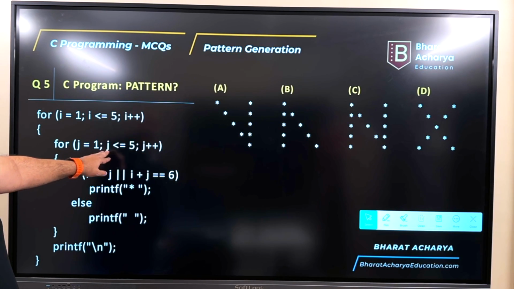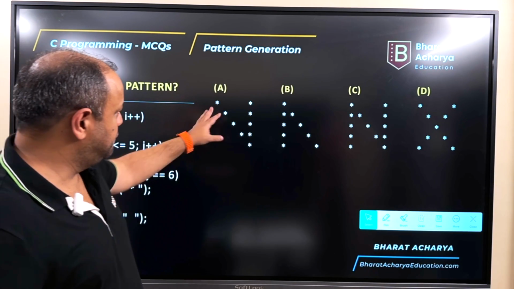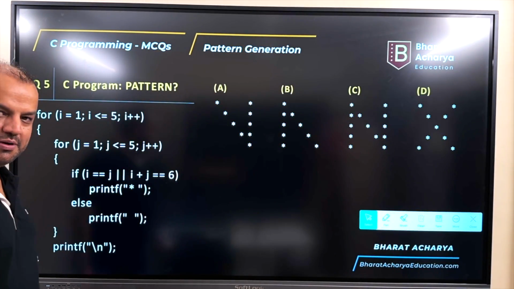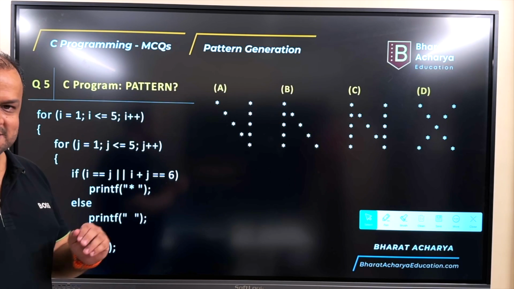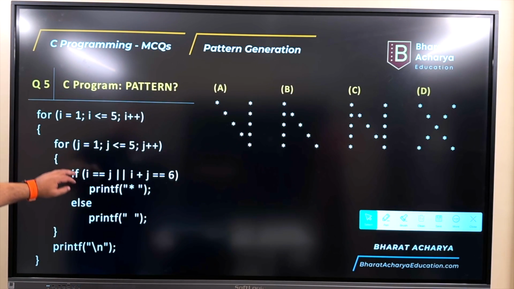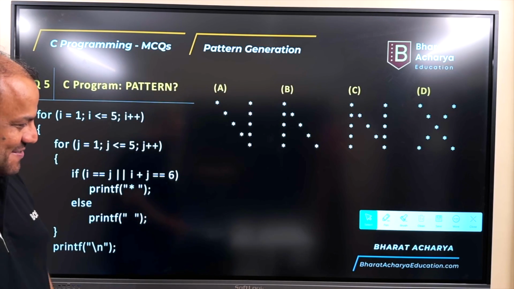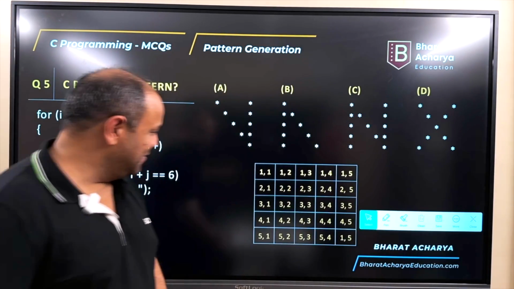Both I and J are 5. So that means this is a 5 by 5 grid. Of course, all of them are 5 by 5. So all of them at least are possible answers in terms of the grid. If I is equal to J, or I plus J is equal to 6, then print a star, else print a blank space. Let me get your friend on the board.